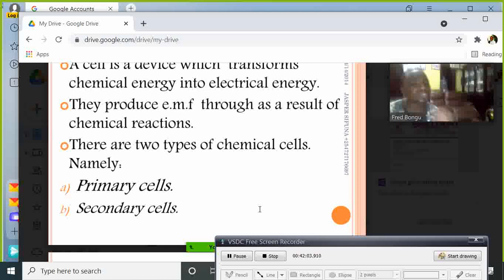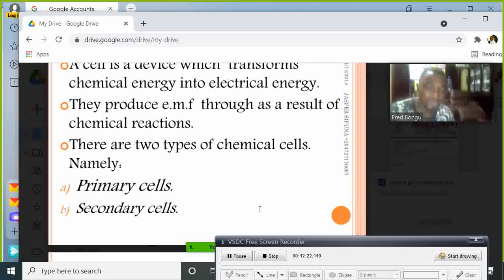These chemical cells are divided into two. We have a primary chemical cell and a secondary chemical cell. This Eveready is a primary cell because once you use it, you cannot recharge it. The one we use in the remote, for example, this remote, it uses cells. It has two dry cells. When these cells are used, you buy another set of cells. You don't reuse them. We call them primary cells. These are dry cells because we don't have any liquid inside, just dry chemicals.